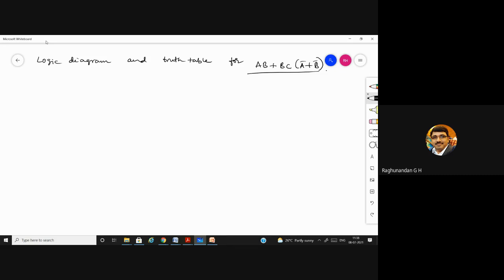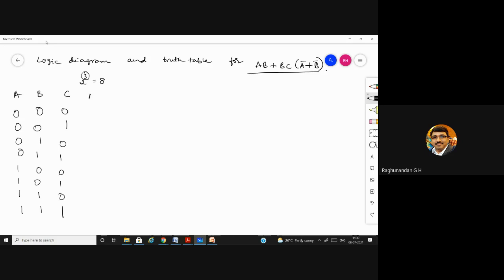Now, A, B, C. May I know how many input combinations we can have? 8. 2 to the power of 3. 3 inputs, so it will have 8. So 4 zeros, 4 ones. Double 0, double 1, double 0, double 1. 0 1, 0 1, 0 1, 0 1.